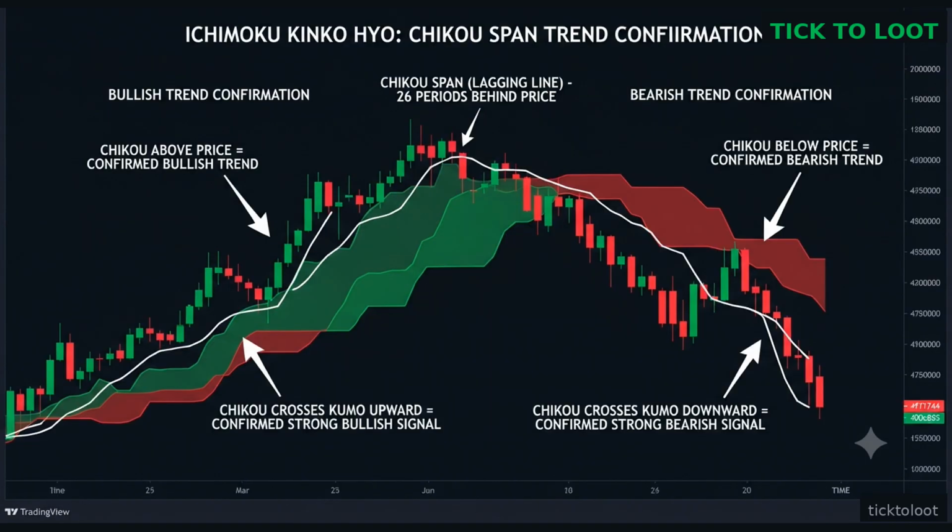The Chikou-span is used to confirm the trend direction. It is the current close price plotted 26 periods back. When the Chikou-span is above the cloud, it confirms a bullish trend, and when the Chikou-span is below the cloud, it confirms a bearish trend. The Chikou-span is an important component of the Ichimoku Cloud and is used to generate buy and sell signals.